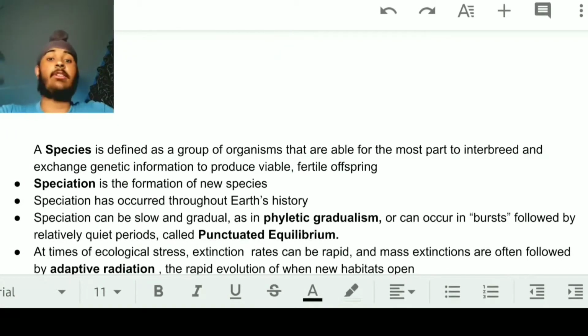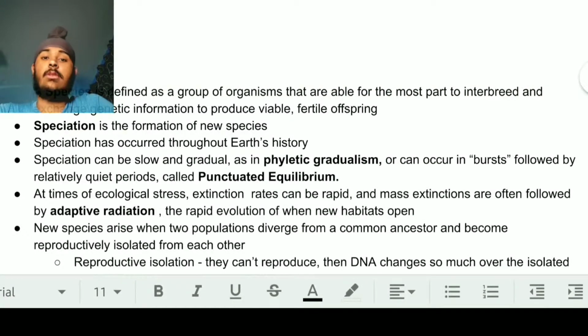So another aspect of speciation is adaptive radiation. So what is adaptive radiation? Adaptive radiation is the rapid evolution of organisms or individuals when new habitats open, so when they first are created. So at times of ecological stress, when extinction rates can be rapid, they're followed by adaptive radiation.